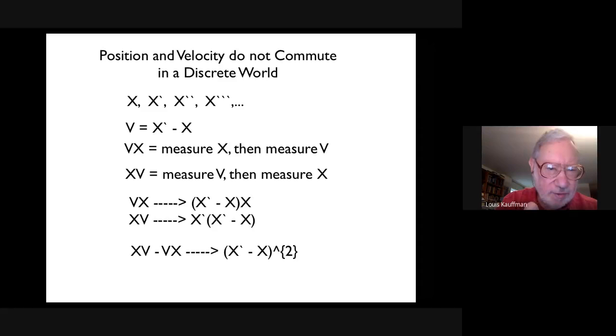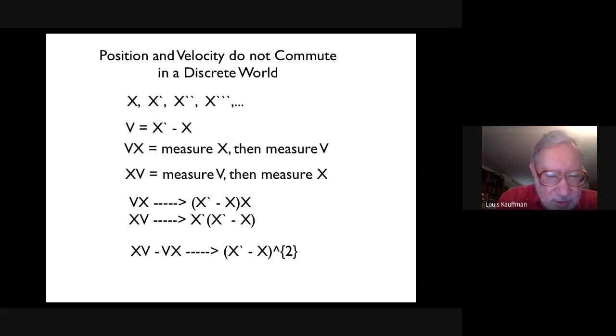But if I measure v first and then I measure x, as is illustrated in the second line from the bottom, then I get x prime minus x. But then when I measure x, it's x prime. So x is the abstract notion of measuring x on the left, but its actual measurement on the right is x prime, because time went forward by one step. So vx and xv don't give you the same result. Position and velocity do not commute.